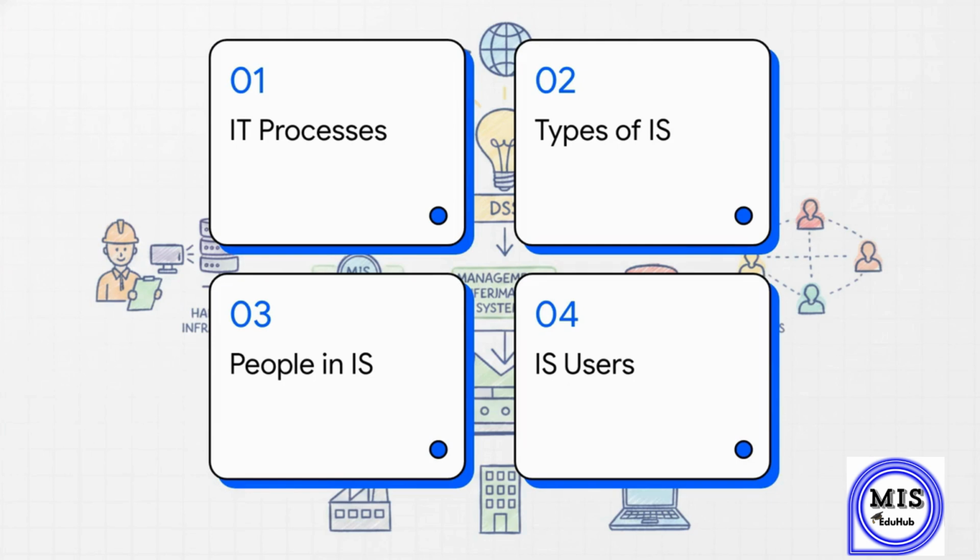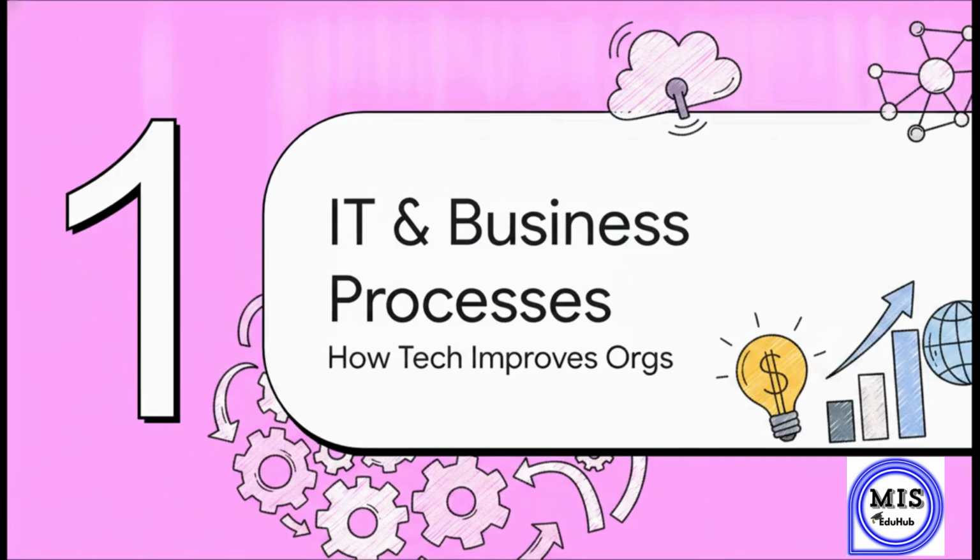Okay, here's our game plan for today. We'll look at how IT actually improves business processes, run through the specific types of information systems, meet the people who build them, and finally, look at the end users. Section 1. IT and Business Processes. Let's start with the big picture.